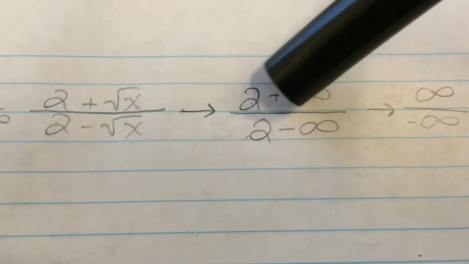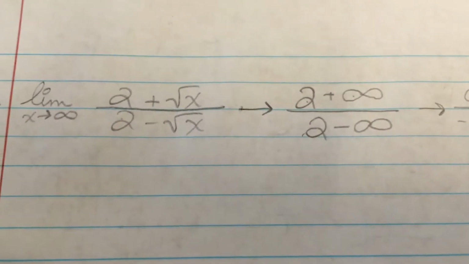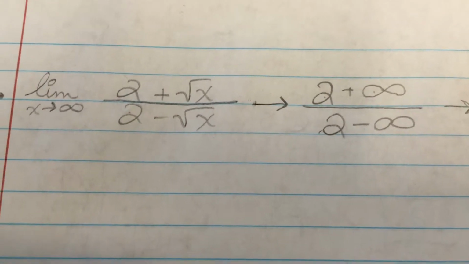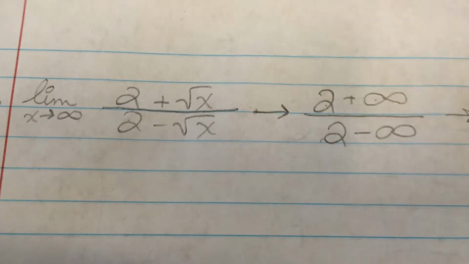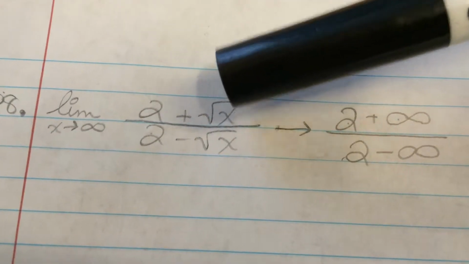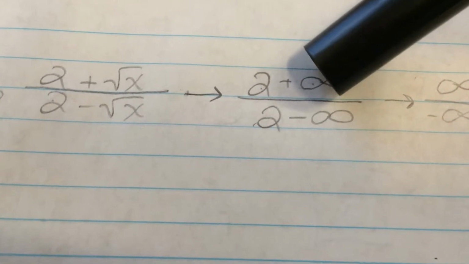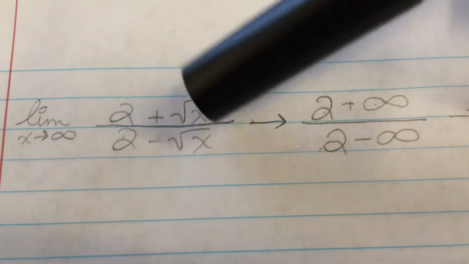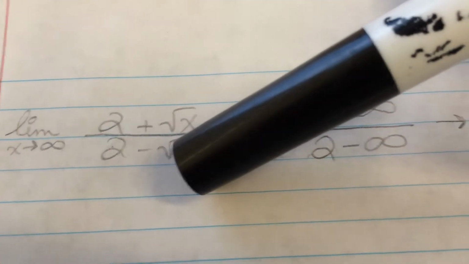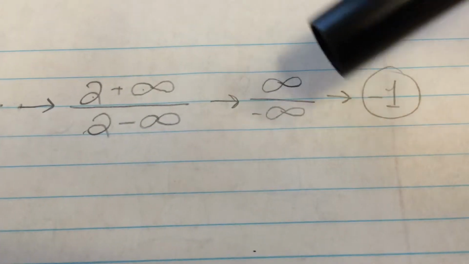And the reason how I got from here to here is that the square root of any number is a certain number. However, if that number gets arbitrarily bigger, that means the square root of that number also gets arbitrarily bigger. Therefore, the square root of infinity is also infinity. So that's why 2 plus infinity over 2 minus infinity is the same thing as saying infinity over negative infinity, and that equals negative 1.